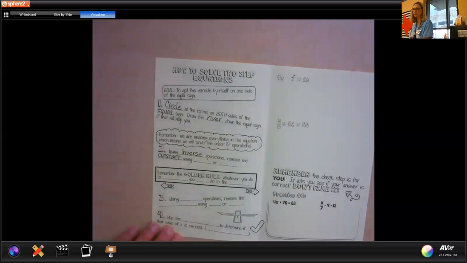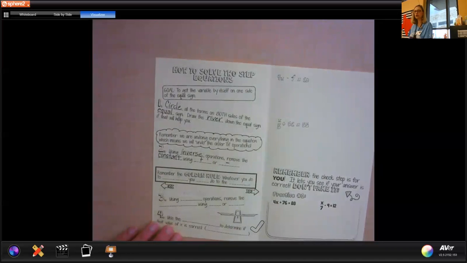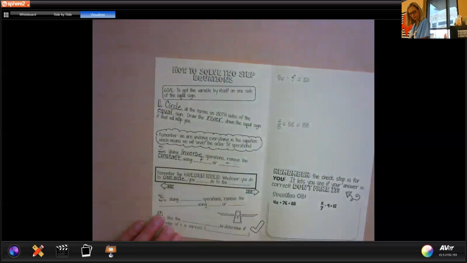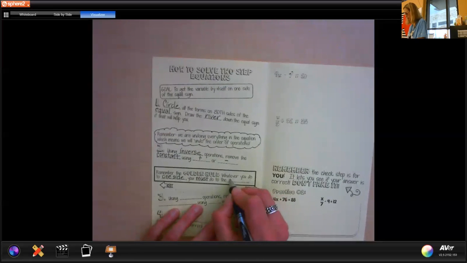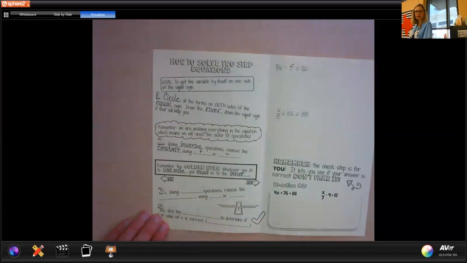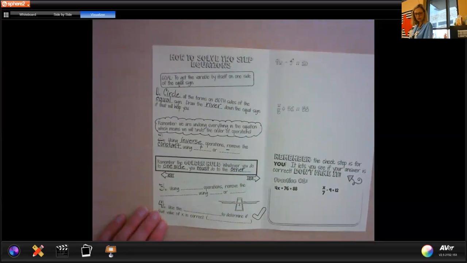That's the number without the variable, using addition or subtraction. So we're going to undo addition or subtraction first, using the opposite or the inverse operation. Remember the golden rule in math: whatever you do to one side of an equation, you must do to the other. So if we add to one side, we have to add to the other side. Likewise, if we subtract from one side, we have to subtract from the other side.